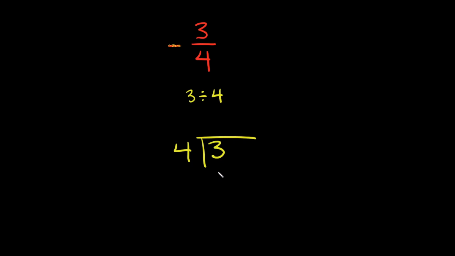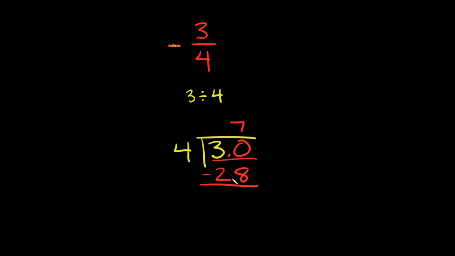So if you want to write any whole number as a decimal, all you have to do is add a decimal point to the end of it and put a 0 right there, okay? Now we can do this division problem. So does 4 go into 3? No. Does 4 go into 30? Yes, it does. How many times? 7 times, right? 7 times 4 is 28, and then we'll just subtract those two numbers.